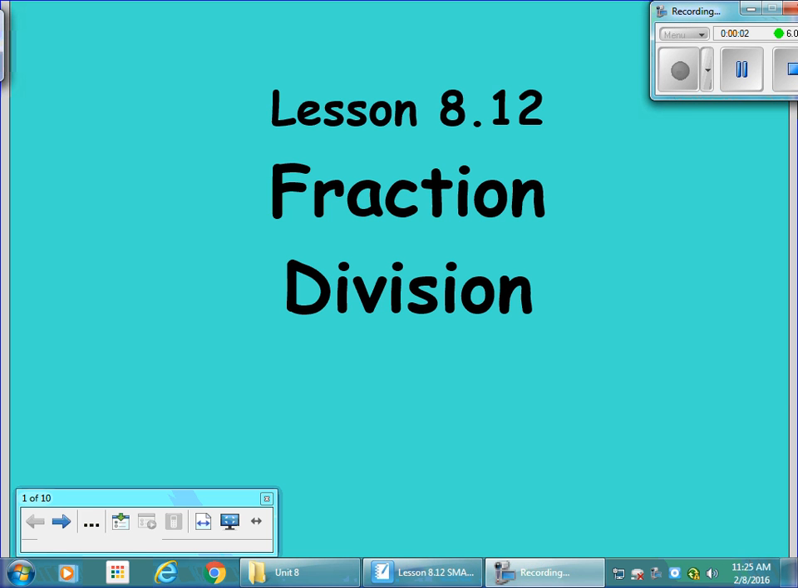Good evening, fifth graders. Tonight we're going to be dividing fractions. When you're dividing fractions, we're going to be doing something called using a reciprocal. Okay, so let's keep in mind, remember that word reciprocal tonight.